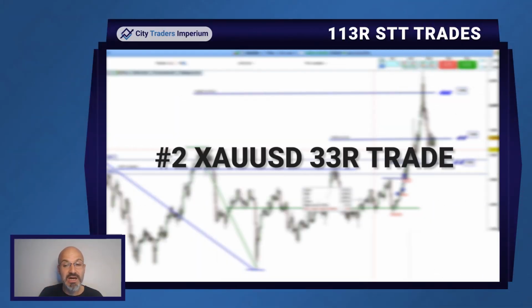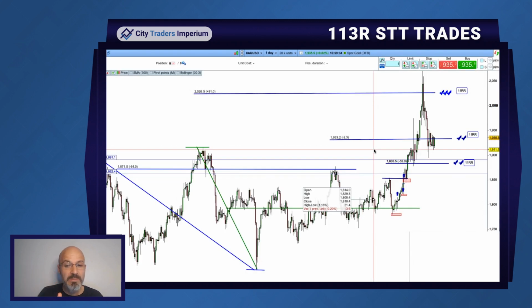So let's move to trade number 2. Trade number 2, 33 hours in total. How many entries? 3 entries, 3 targets, 33 hours. This trade took 1 month as well. This is a swing trade. We're going to go to the day trades in a minute.